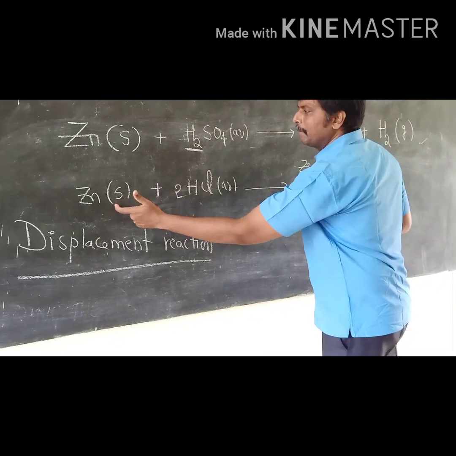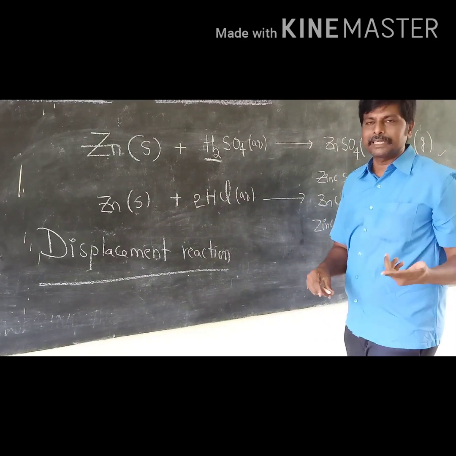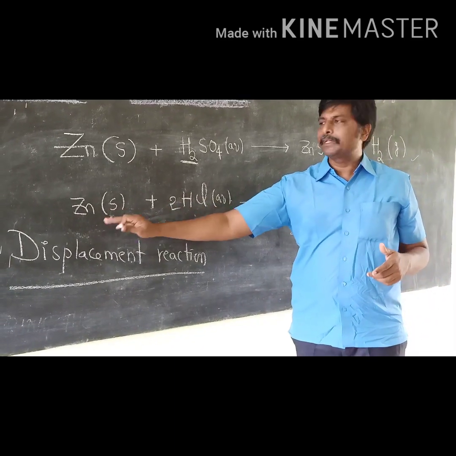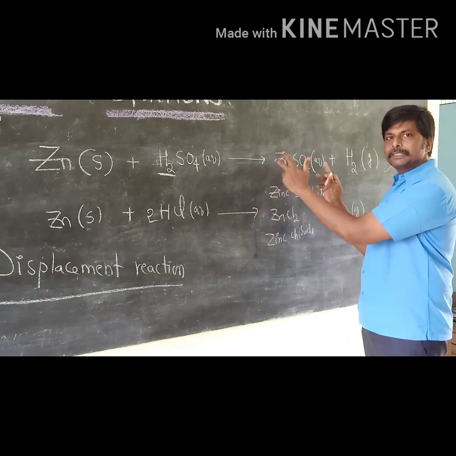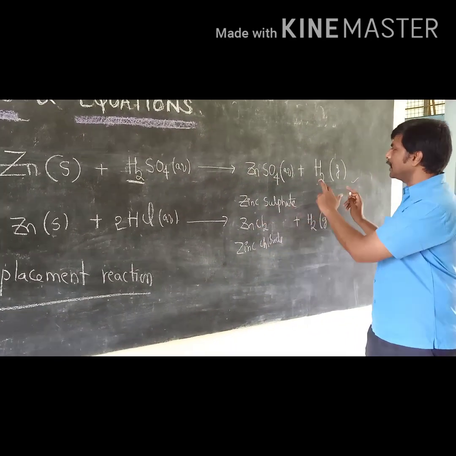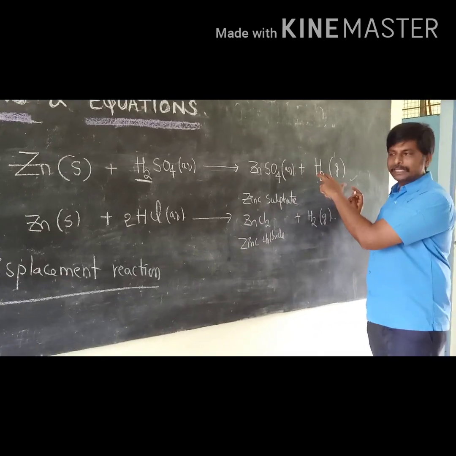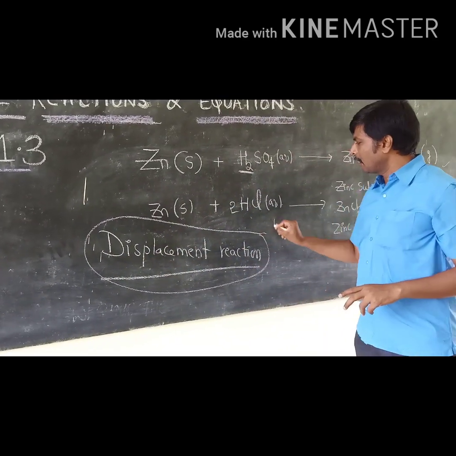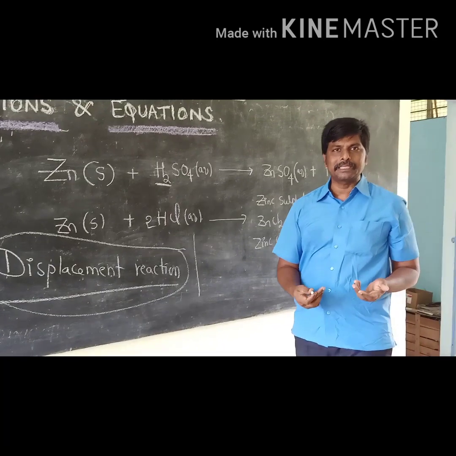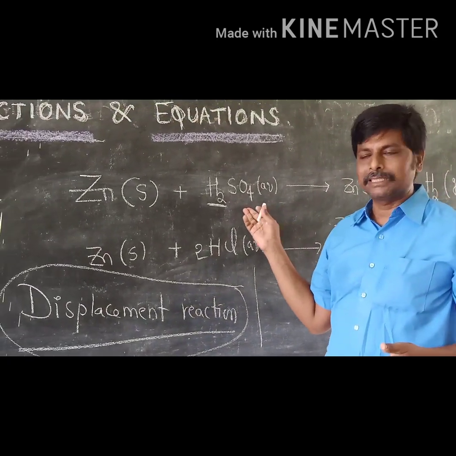So in general you can say, when a metal reacts with dilute acid, it gives some salt and liberates hydrogen gas. What type of reaction is it? Displacement reaction. Now how to define a displacement reaction?